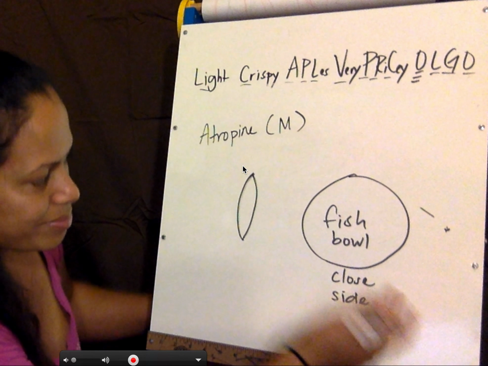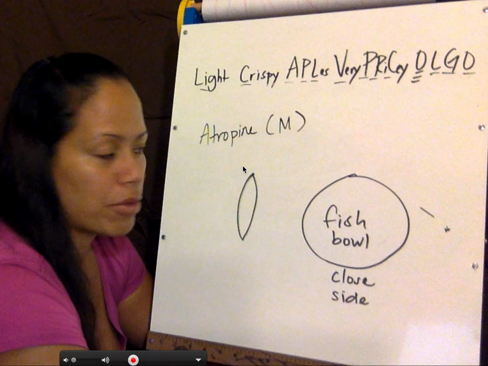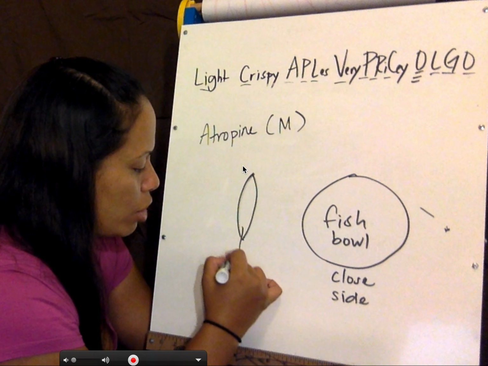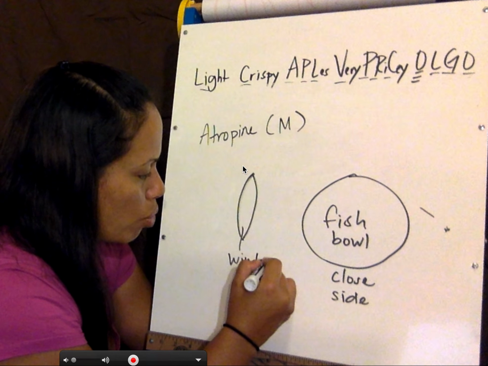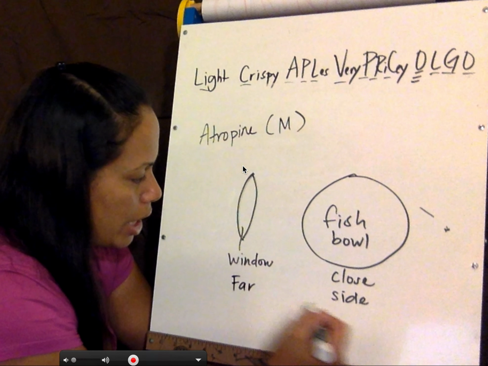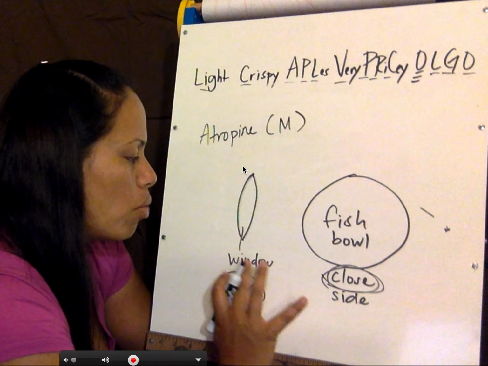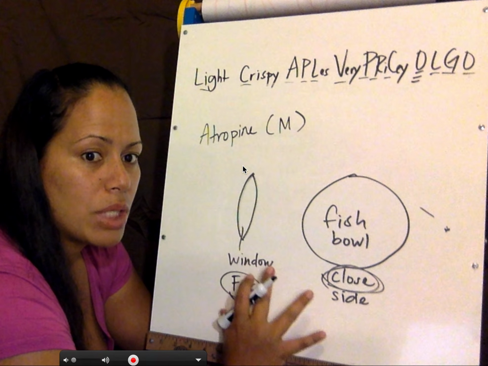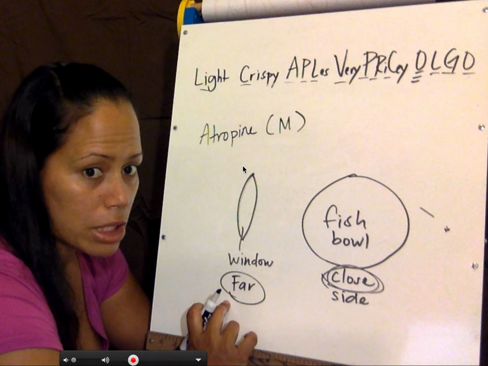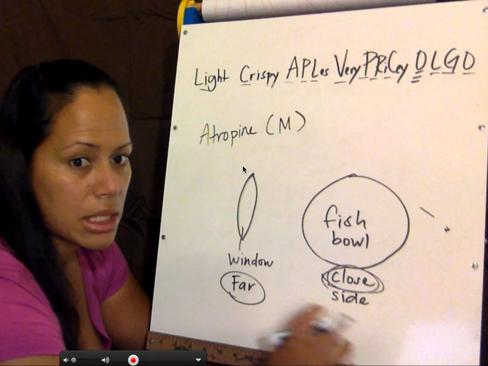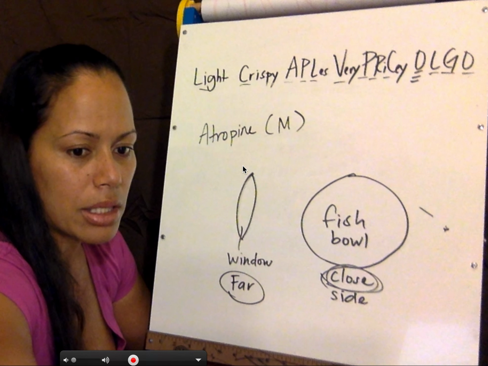But fishbowl, easiest thing for me to remember. And this one, window, a flat window. So window for far and fishbowl for close. Window, far, fishbowl, close. So we'll also talk about what corrective lenses you need to use for someone that has far-sighted vision versus somebody that has nearsighted vision. Okay, let's continue.